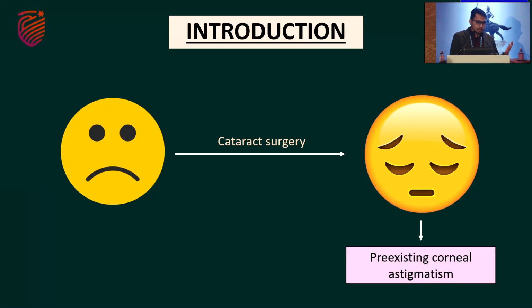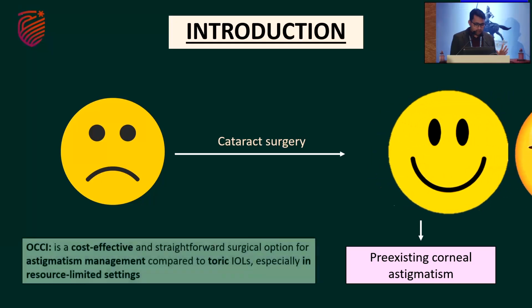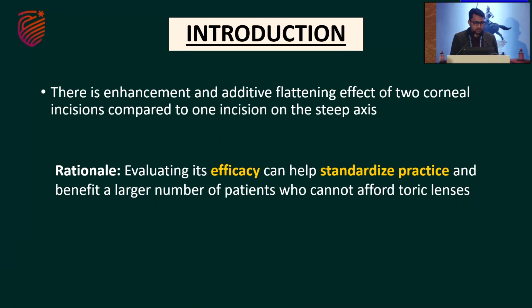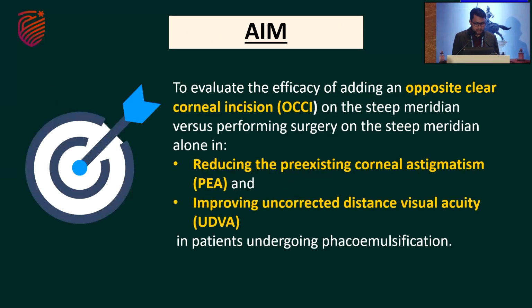Now there are various modalities to treat it, but here we are talking on one of them, that is the OCCI, which is a cost-effective management for astigmatism compared to more expensive options like toric IOLs, especially in resource-limited settings. When we do an opposite clear corneal incision, there's an enhancement and additive flattening effect of 2 corneal incisions compared to a single incision. With this, we want to evaluate the efficacy so that this can be a standardized approach for all the patients who cannot afford toric lenses.